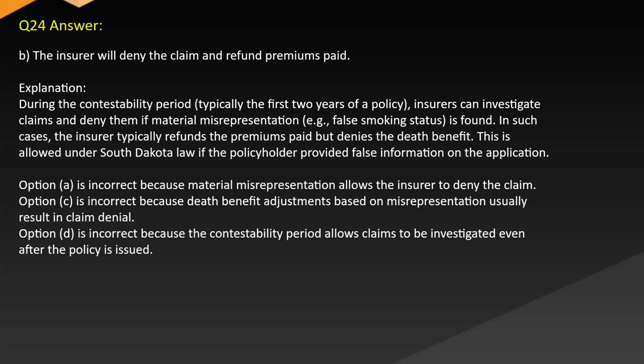Option A is incorrect because material misrepresentation allows the insurer to deny the claim. Option C is incorrect because death benefit adjustments based on misrepresentation usually result in claim denial. Option D is incorrect because the contestability period allows claims to be investigated even after the policy is issued.